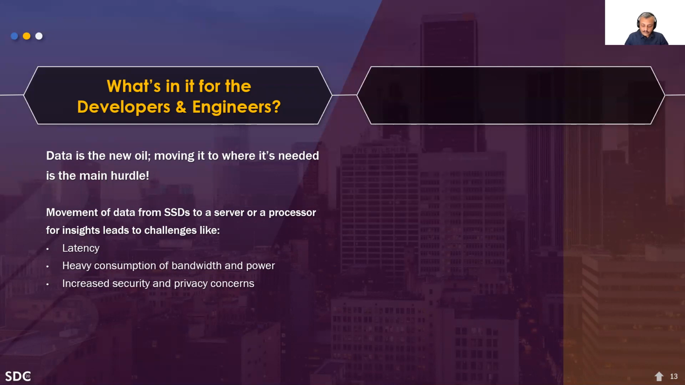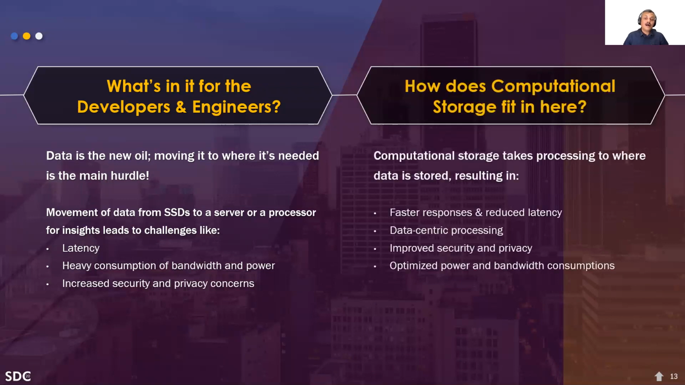So the question is, I have an application and I have a set of data. How do I make that data available to the application? And this is where these CSDs come into play, because now the application or a part of that application can be built on the compute which is available within the storage itself.